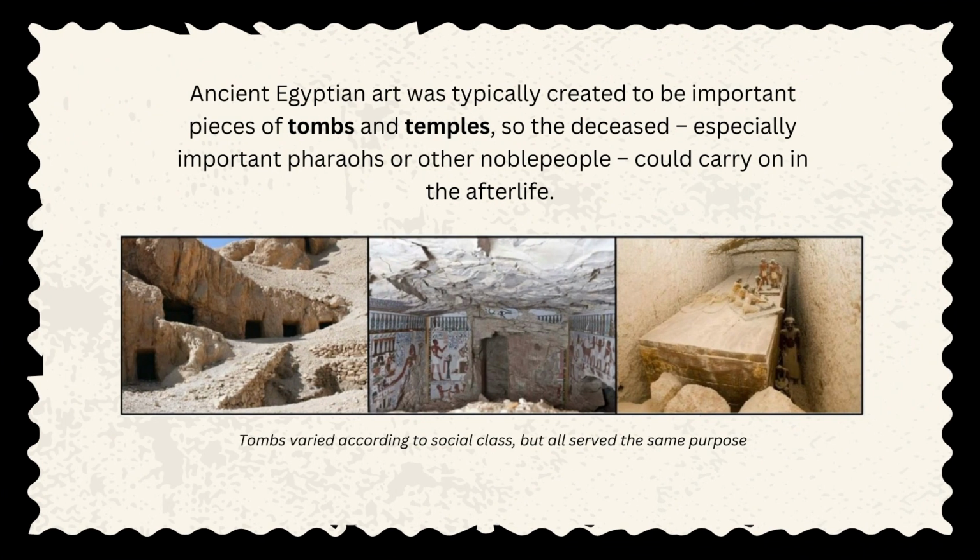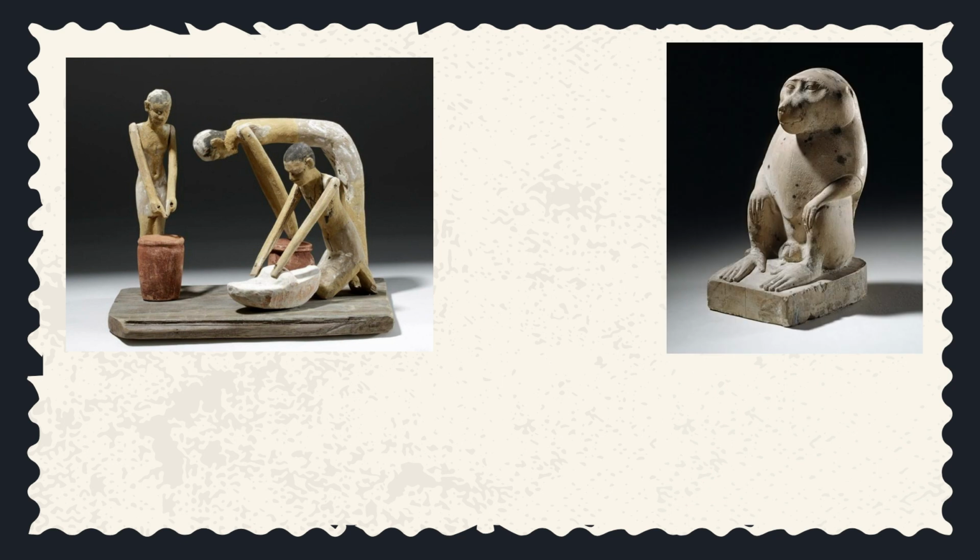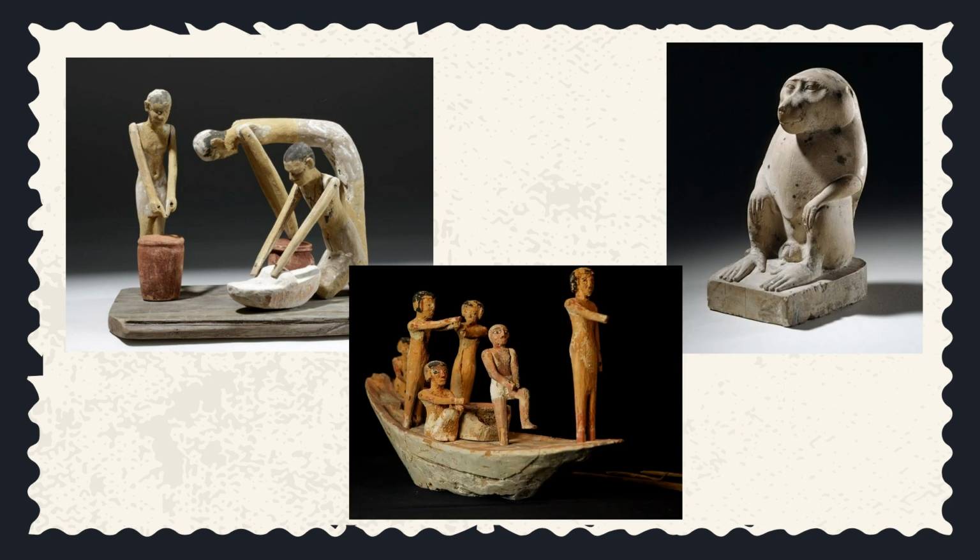Ancient Egyptian art was typically created to be important pieces of tombs and temples, so the deceased, especially important pharaohs or other noble people, could carry on in the afterlife. For example, small sculptures of slaves, animals, buildings, and other objects like boats were considered necessary in tombs for kings to continue their lifestyle and hold these important possessions beyond death.